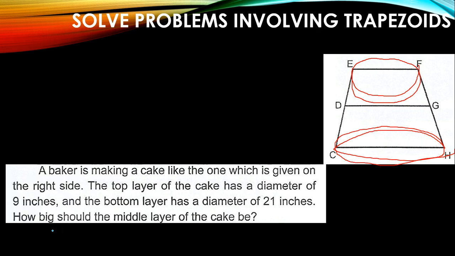Okay? So let's change the color. I don't know how to draw a cake, but just imagine that this is a cake. So there are three cakes: the lower cake, the middle, and the upper cake. Then the top layer of the cake has a diameter of 9 inches. So this is EF, the top layer, which is 9. The bottom layer has a diameter of 21 inches. So this is CH, which is 21. How big should the middle layer of the cake be? So this is DG, the median or the mid segment. Okay?